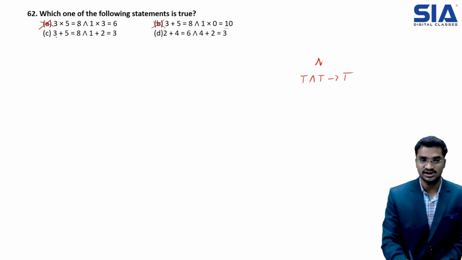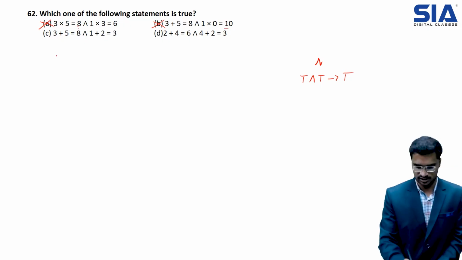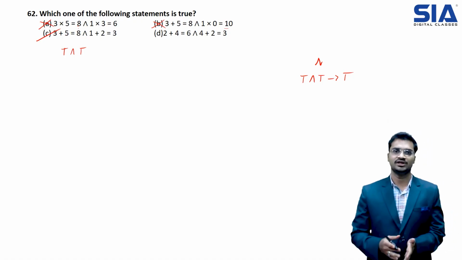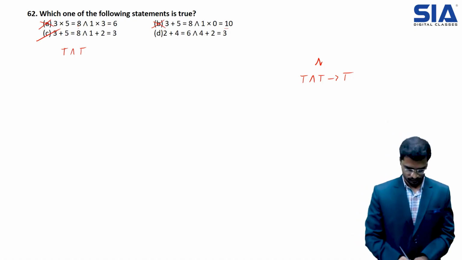Now, 5 plus 3 is 8, and 1 plus 2 is 3. So here both the statements are true. So option C gives us the answer as true.